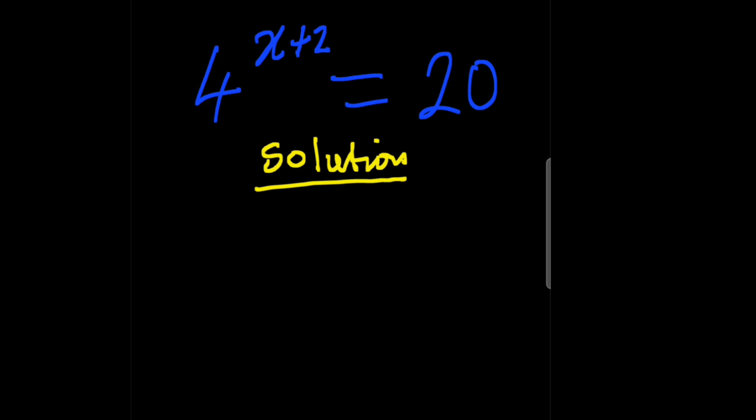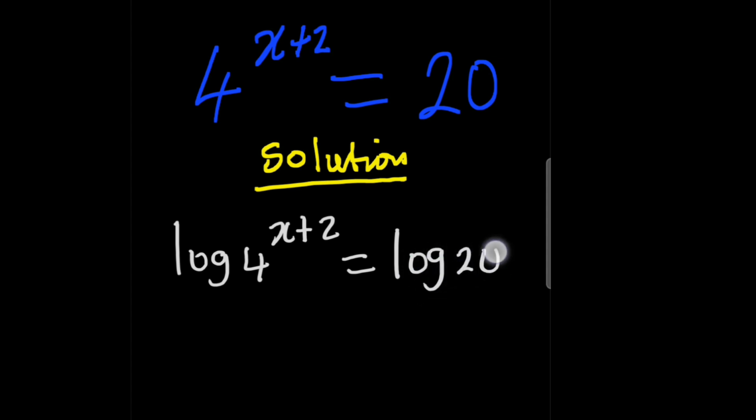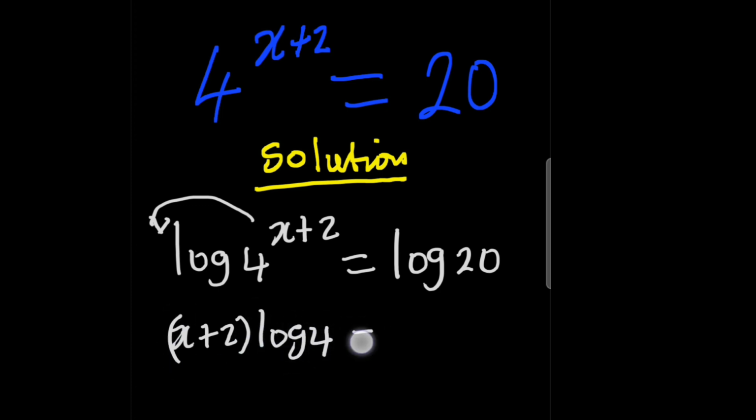So therefore, we're going to take the log of both sides to the base of 10. So when we apply logarithm, the left hand side is going to be log of 4 raised to the power of x plus 2, which is going to be equal to log of 20. So the next thing we're going to do is to recall the power property of logarithm. When you have a term raised to the power of another term, that means this power is going to go back to multiply the log. So when we do that, we're going to have x plus 2 multiplied by log of 4, which is going to be equal to log of 20.